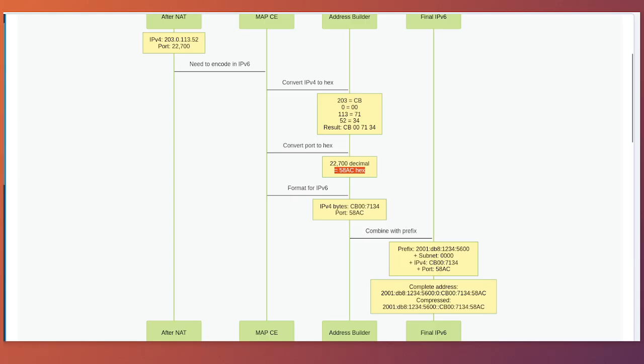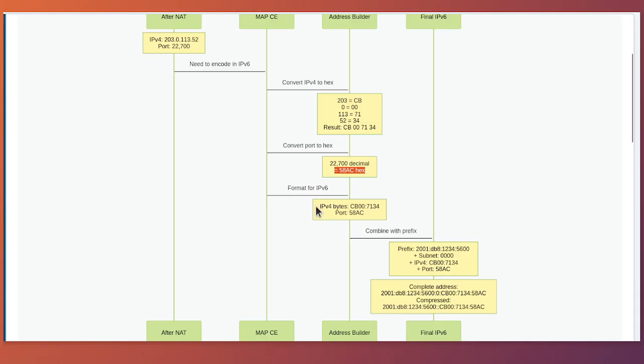22,700 divided by 16 is 1,418 with remainder 12, which is C in hex. 1,418 divided by 16 is 88 with remainder 10, which is A in hex. 88 divided by 16 is 5 with remainder 8. 5 divided by 16 is 0 with remainder 5. Reading the remainders from bottom to top gives us 58AC in hexadecimal. So port 22700 is 58AC in hex.